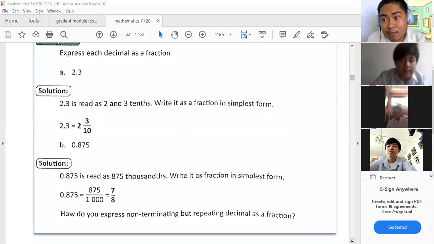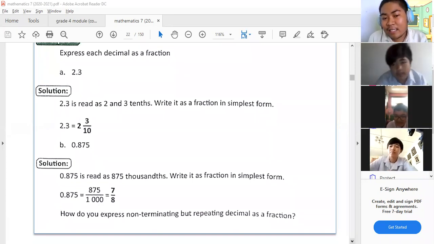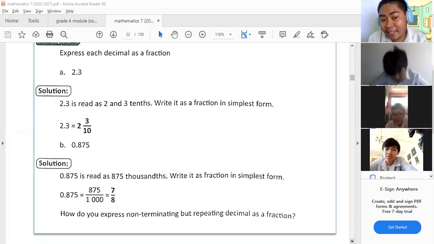So, ganun lang. How do you do manually, sir? How do you do mentally? Do it manually or mentally. So, ang gagawin mo lang is to find the greatest common factor of 875 and 1,000, di ba? You can just multiply to each other.